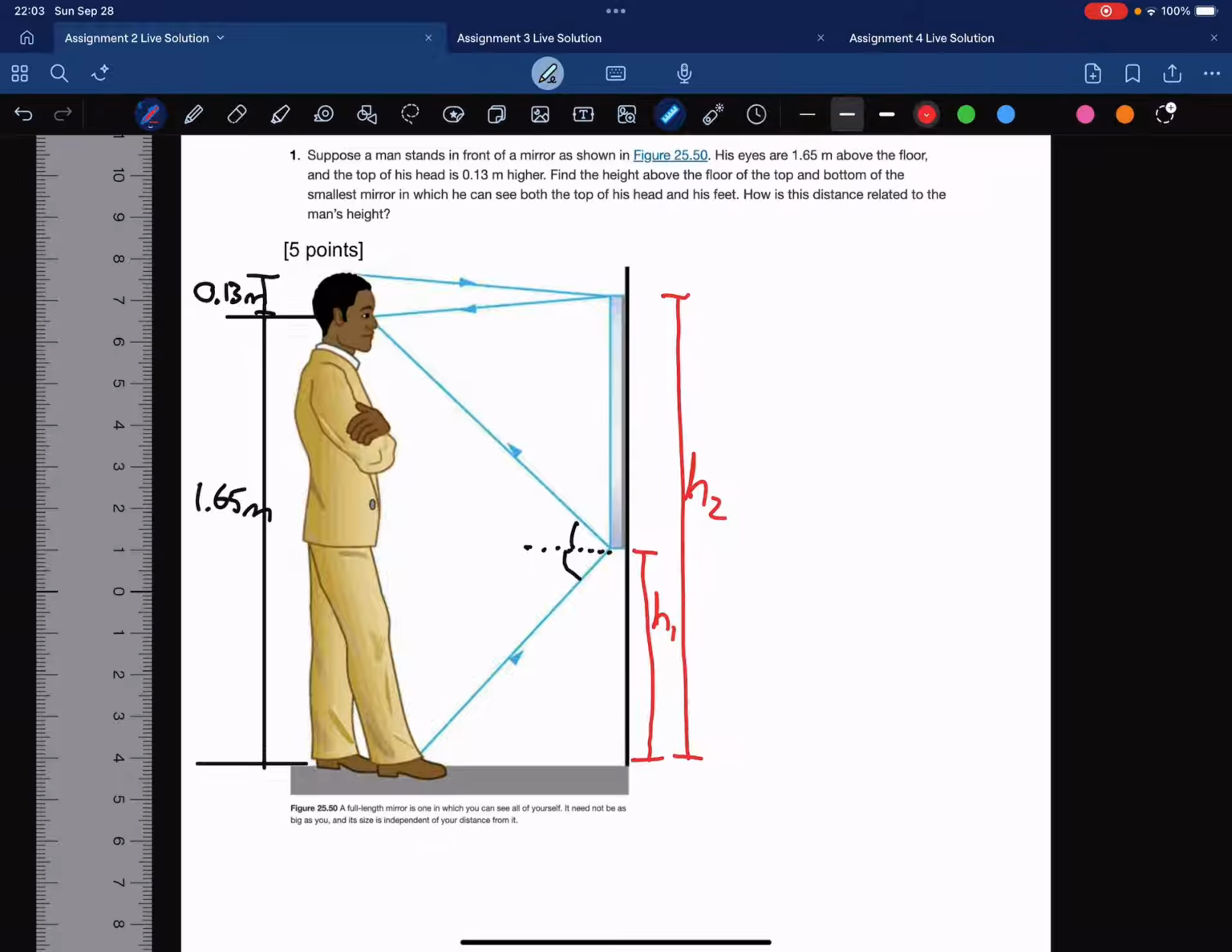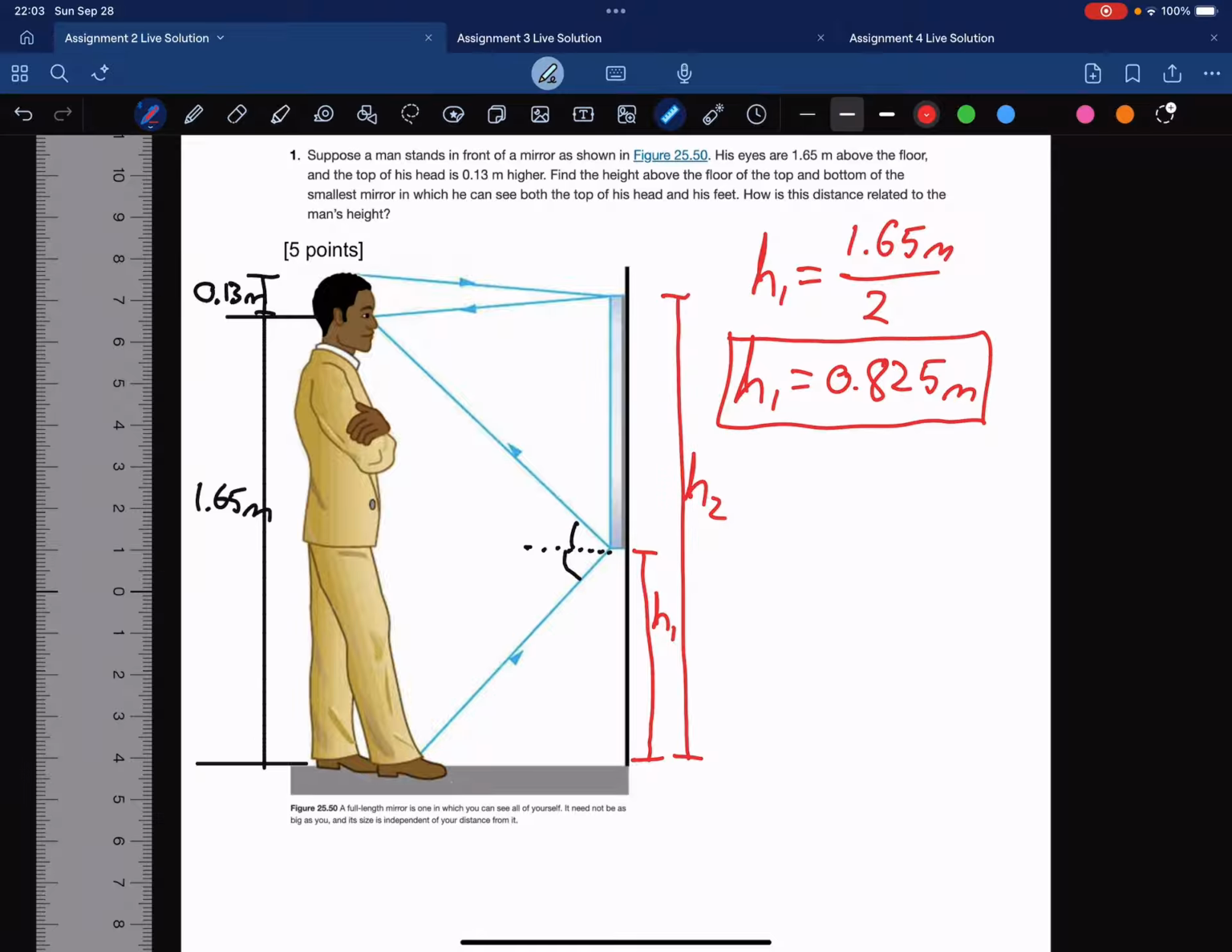Here, I know that H1 is going to be equal to 1.65 meters divided by 2. So that means that H1 is going to give me 1.65 divided by 2 equals 0.825 meters. So, we know one of the two heights now.